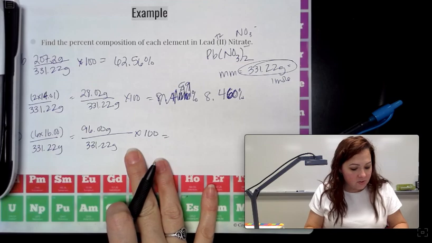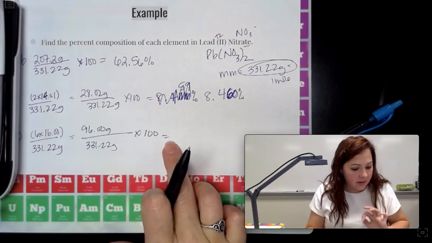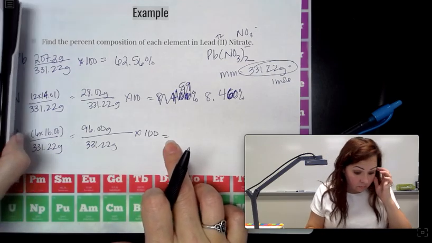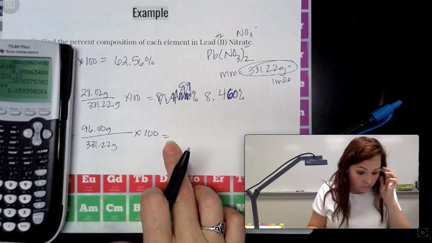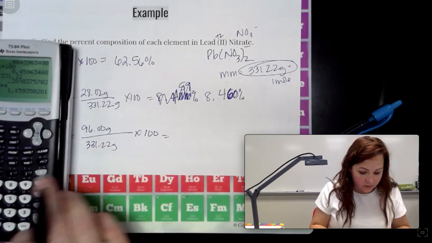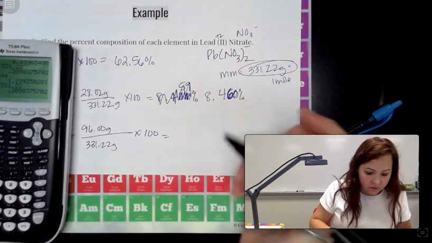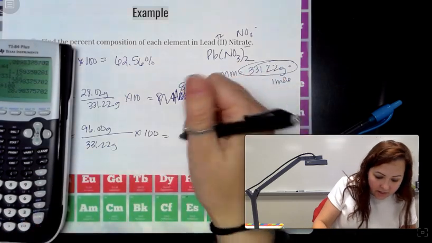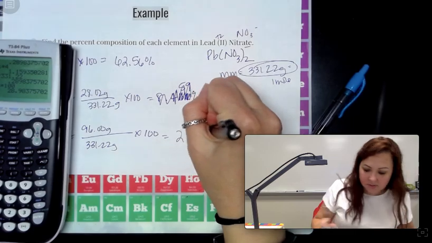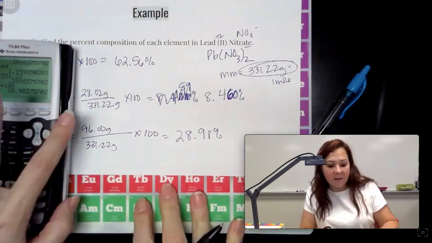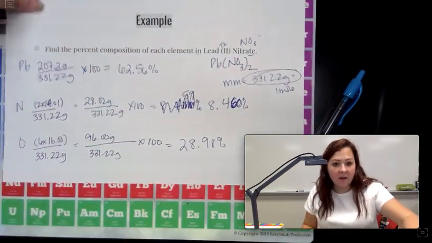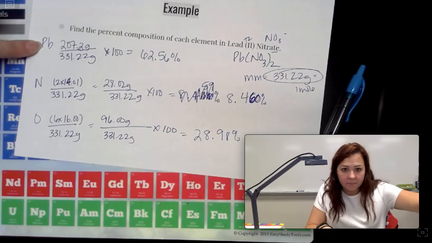Again, we have 4 sig figs in this answer. What in the world did I do? I hit divide by. So times 100, you get 28.98%. So looking at this by mass, the majority of the compound is coming from lead.